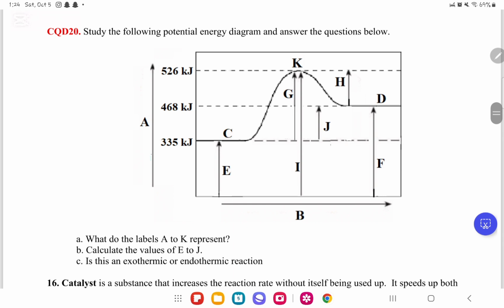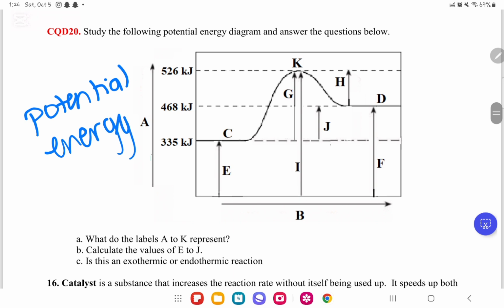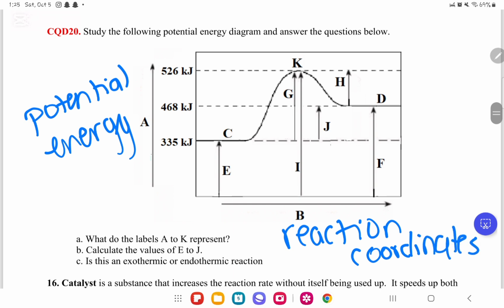Let's label from A to K. A, as we said before, is our potential energy. B, as we said before, was our reaction coordinates. C is our reactants. D is our products.